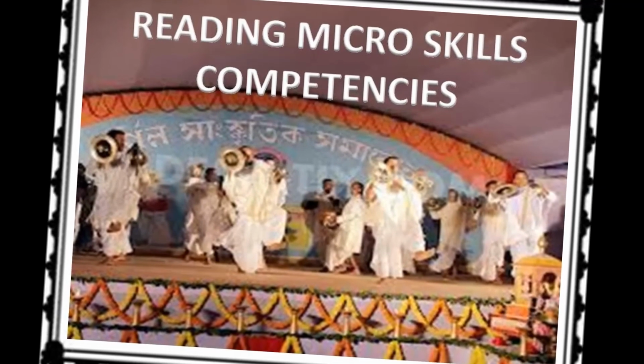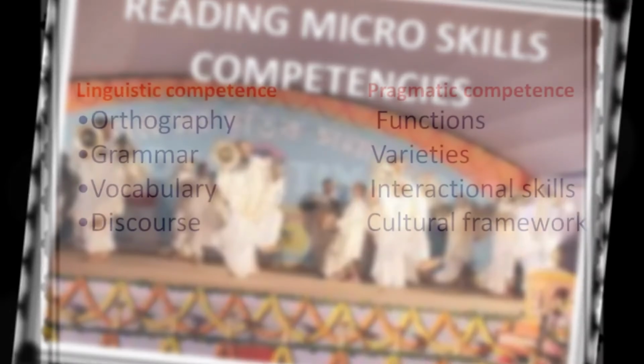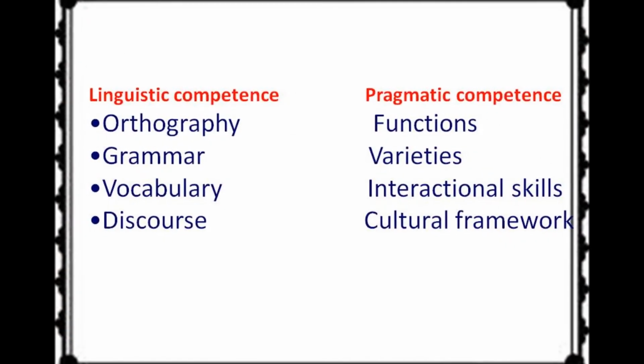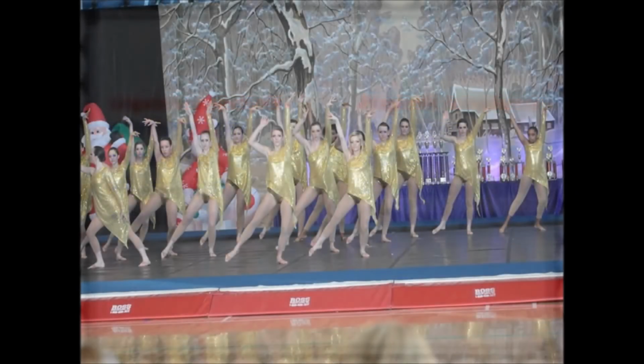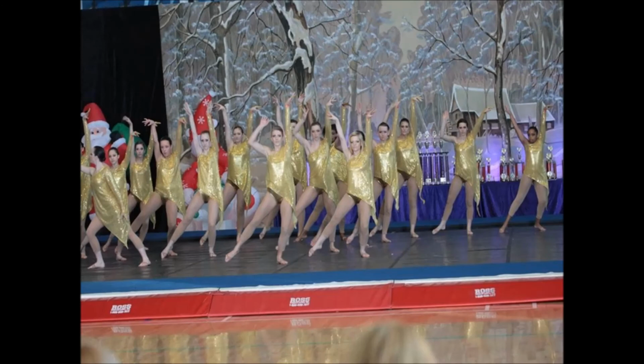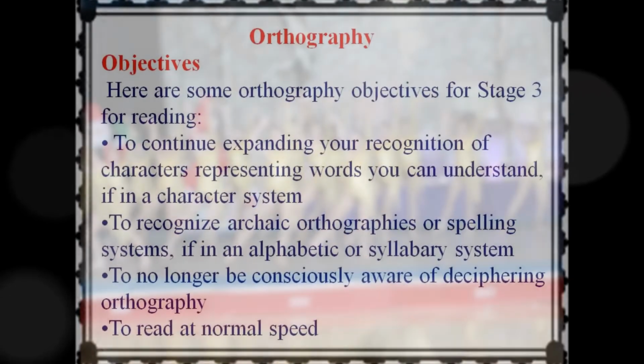Reading micro skills competencies. There are 2: linguistic competency and pragmatic competency. In linguistic competency, you have orthography, grammar, vocabulary, and discourse. In pragmatic competency, we have functions, varieties, interactional skills, and cultural framework.